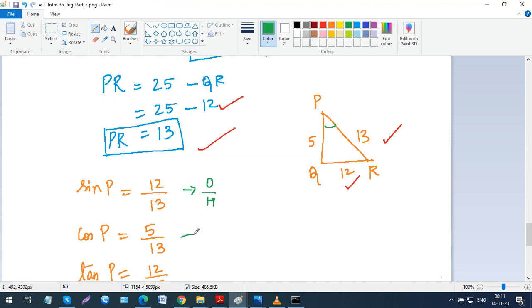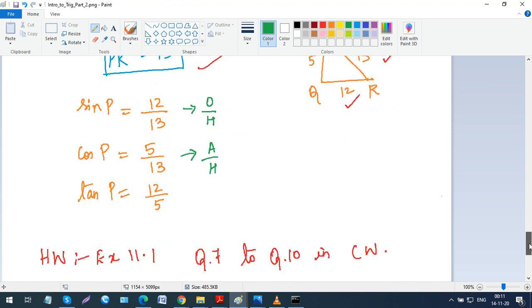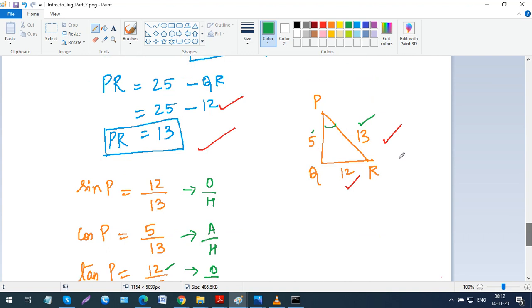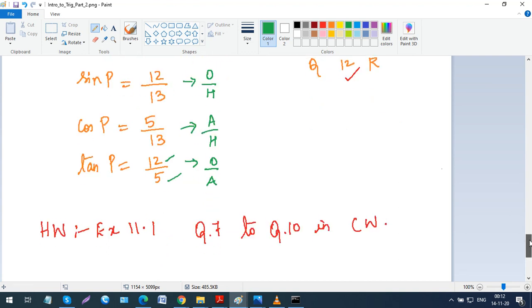Cos is adjacent over hypotenuse. So the adjacent of P is 5 and the hypotenuse is 13. Now tan of P is opposite over adjacent. So the opposite is 12 and the adjacent is 5 for P, right? You have to look at the alphabet, which angle they have asked, and accordingly write the numbers. Okay, so this is what you have to do.